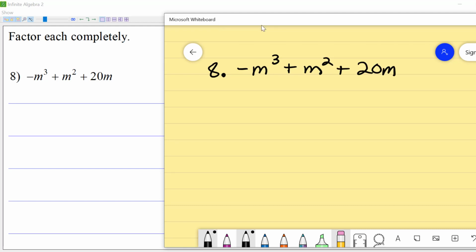Okay, so is the polynomial in standard form? So the answer is yes. It is, because we've got the highest power and then we're going down. So that is in fact in standard form. Next thing we're going to check is what is the greatest common factor.